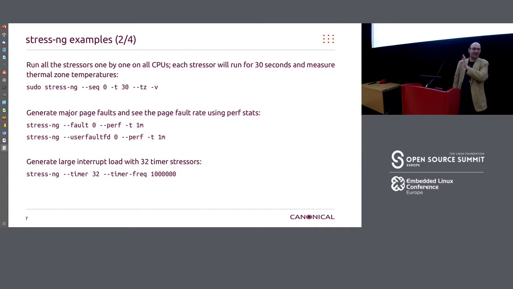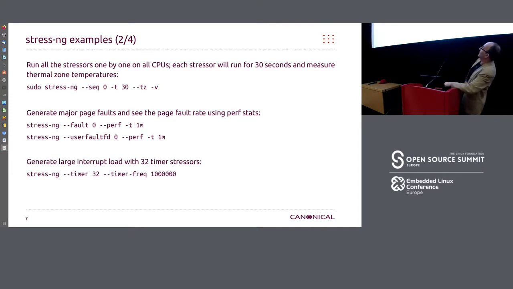Another type of test, I don't use this one so much, but it's quite handy. It's the seq option. That's sequentially run every stress test. So here, I've got seq zero. That means on all the CPUs, run every stress test one after the other. So first of all, we'll run the first set of stressors for a certain amount of time, and then it'll run the next lot across all the CPUs, and then the next lot right to the end.